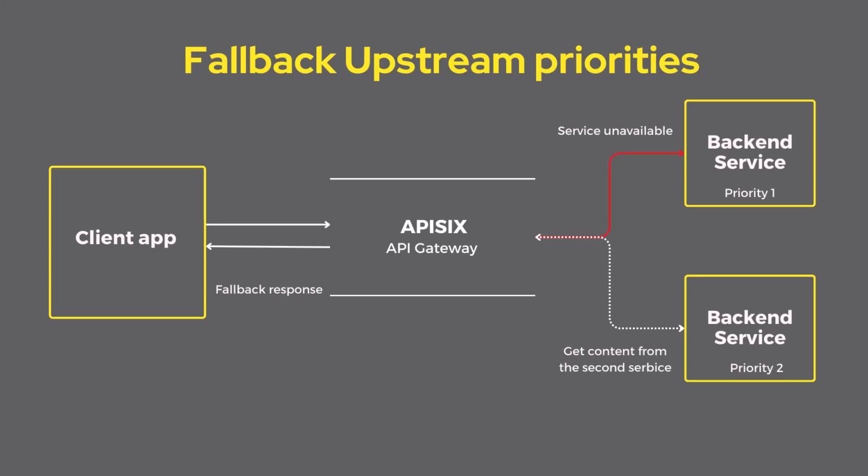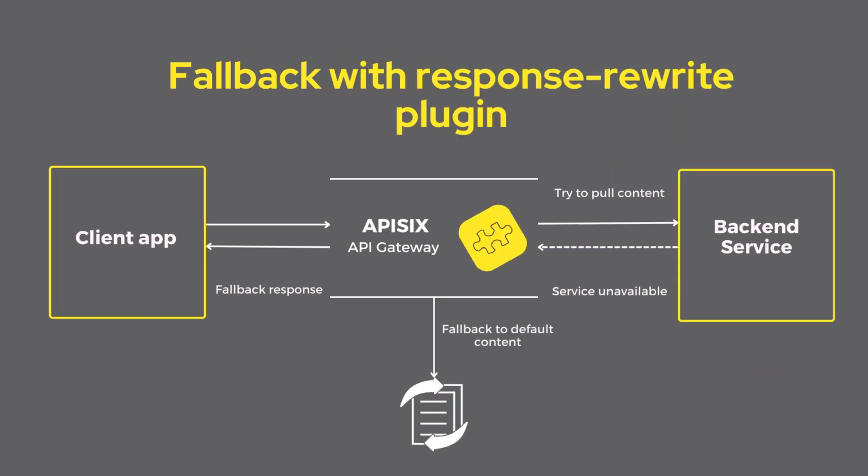as a backup service. The next method is using fallback with the APISIX response rewrite plugin, which allows you to modify the response status code, body, and headers before returning it to the client application. This can be particularly useful for implementing fallbacks by providing a default response when the upstream service fails.